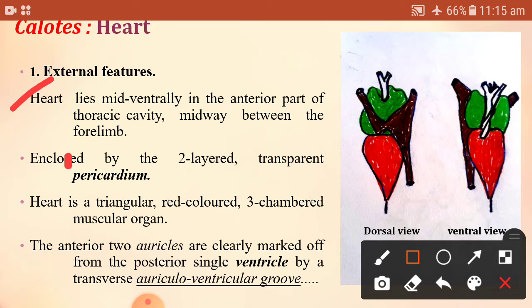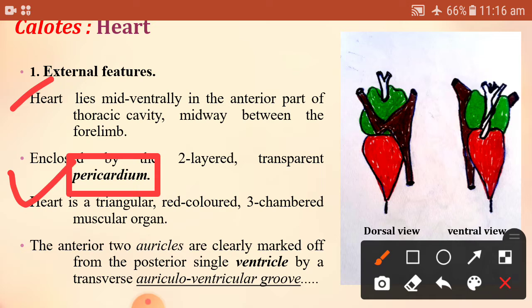This heart is covered by a particular cavity that is called the pericardium. The heart is situated in the pericardial cavity, which is a two-layered transparent cavity. In that double-layered cavity of the pericardium, the heart is situated. This heart is triangular, red colored and a three-chambered muscular organ.